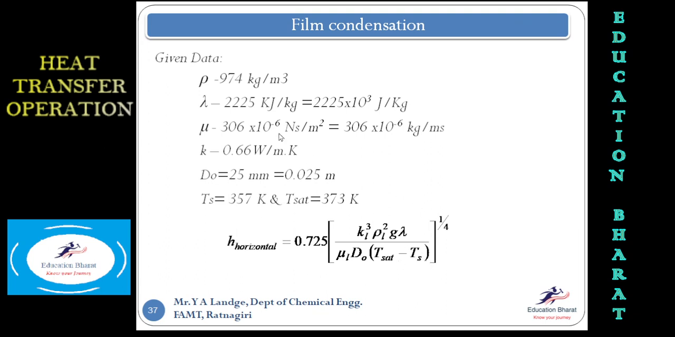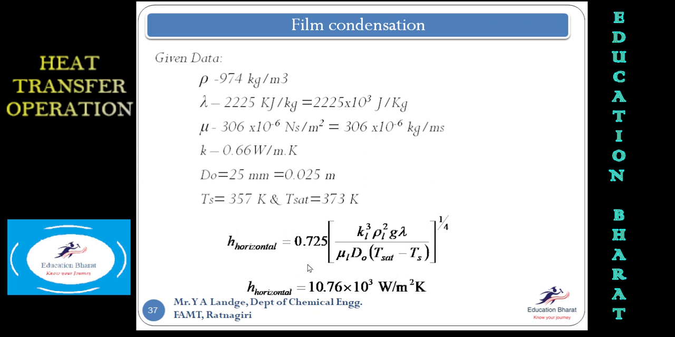Just by putting the values: the value of k, put it here, value of rho, put it here, value of g is 9.81, which is a constant term, lambda, take 2225 into 10 to the power 3 here, then the viscosity 306 into 10 to the power minus 6, the diameter 0.025, and the temperatures 373 minus 357. Once we put in all these values, we get the answer of around 10.76 into 10 to the power 3, and the unit is watt per meter square per Kelvin. So this is the value of h.